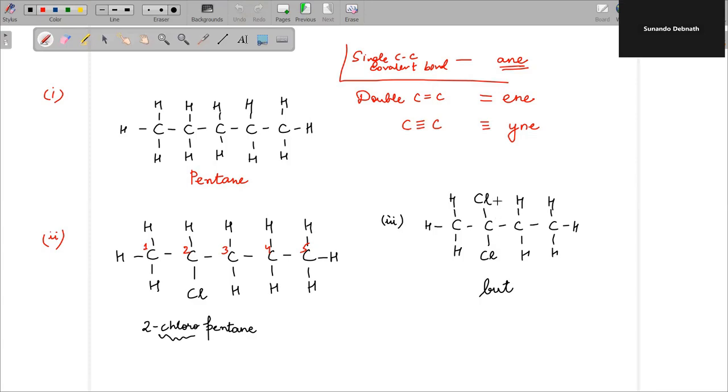You have two chlorines connected to the second carbon. See which side we will start the numbering from, 1, 2, 3, 4. If we start the numbering from this end, 1, 2, 3, then the third carbon is connected to chlorine. But if we do it from this end, then the second carbon is getting connected to chlorine. That means 2 is the lower number, right? So we will start the numbering from this end, from left to right, in this case also. Now the second carbon is having 2 chlorines. So we will write it in this way, 2, 2.